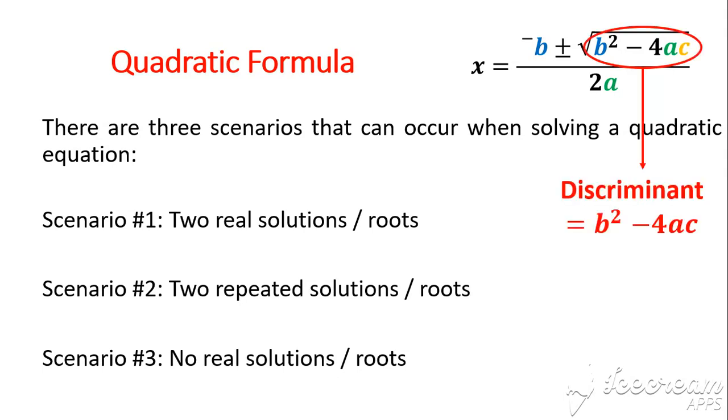It all comes down to this part of the quadratic formula, the b squared minus 4 times a times c, which is given a name, the discriminant. And this is the part that can help us determine what scenario we have when we're solving a quadratic equation.